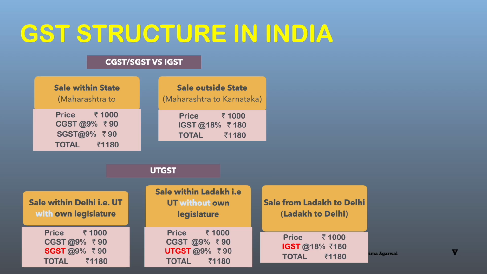Now, when there is a sale from Ladakh to Delhi, let's suppose it is an interstate sale. Now, here the price will be 1,000 rupees, but for any interstate sale, it will be IGST at the rate of 18%, that is 180, and then again the total comes to 1,180 rupees.